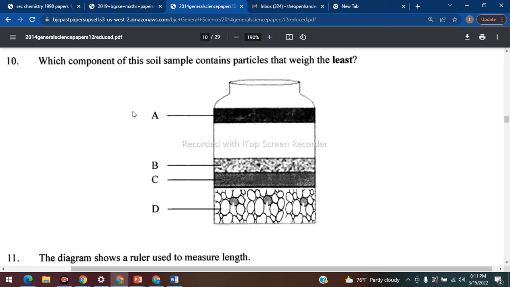Which component of this soil sample contains particles that weigh the least? B. What are these things? Would it be B?